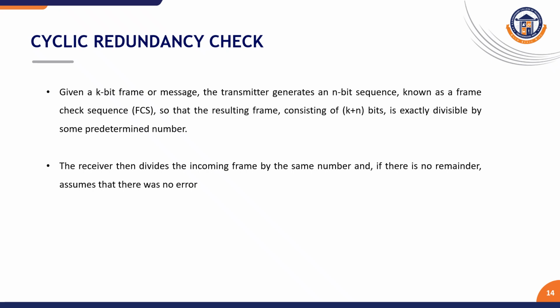Given a k-bit frame, a message, a transmitter generates an n-bit sequence known as the frame check sequence, so that the resulting frame consisting of k plus n bits is exactly divisible by some predefined number. As we discussed, it says the same thing. The receiver then divides the incoming frame by the same number, and if there is no remainder, it assumes that there was no error.